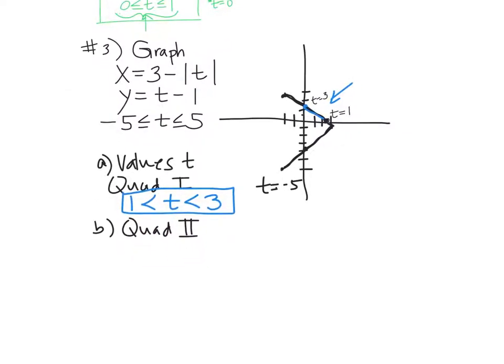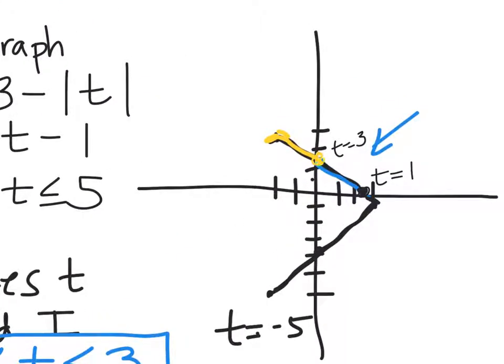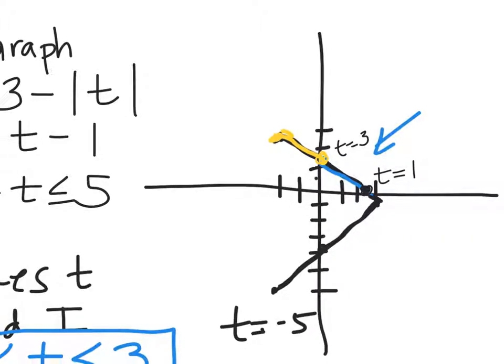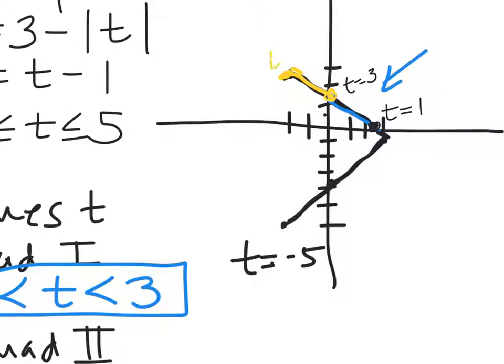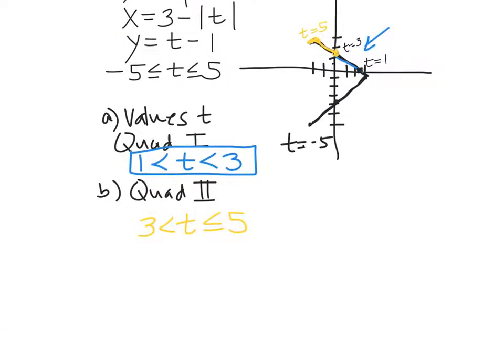Now, what about quadrant 2? Quadrant 2 is going to go from here to there, not including this, but it does include that. So those would be what values of t? From t equals 3 to 5. Now I included 5 that time because yes, it's in quadrant 2. When t equals 5, I'm sitting right here in quadrant 2. But at t equals 3, I really need an open circle there. Not include that one. Okay? It's a little tricky, huh?